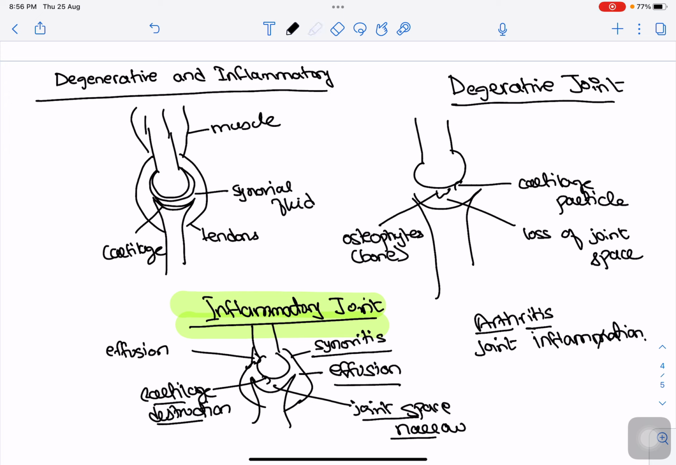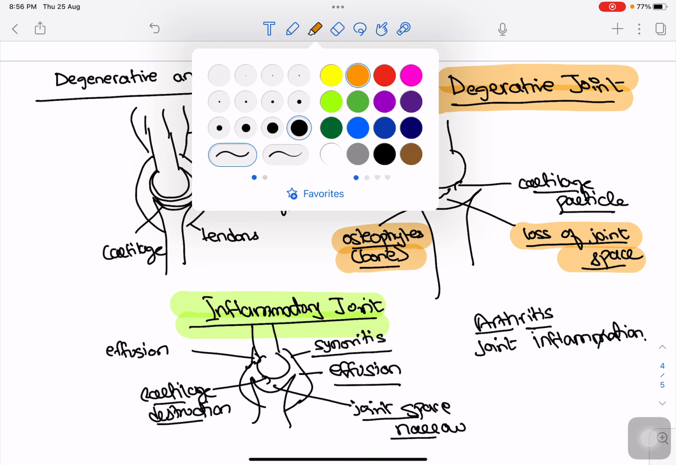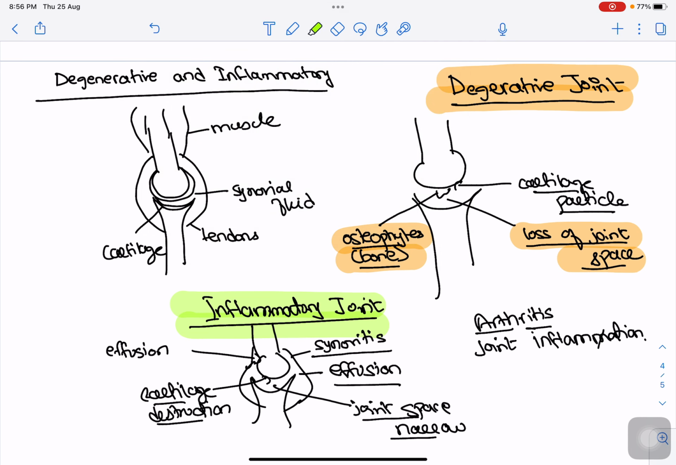Likewise, if you follow up with a degenerative joint, you could see that a degenerative joint would have cartilage particles, that means the destruction of the cartilage, along with loss of joint space and the osteophytes formation. So the only thing that you may remarkably say in a degenerative joint is the osteophytes formation and a loss of joint space. Whereas in the inflammatory joint, you would find joint space narrowing but not the loss of joint space. Along with that, you would also find synovitis and effusion.